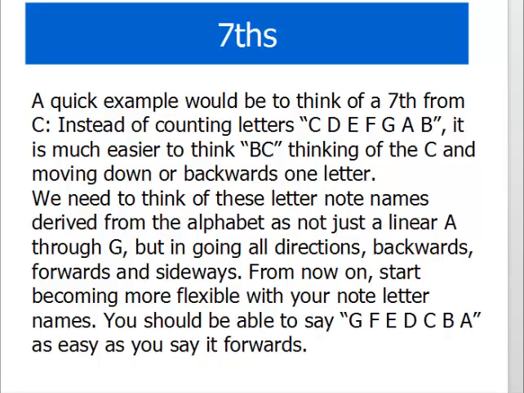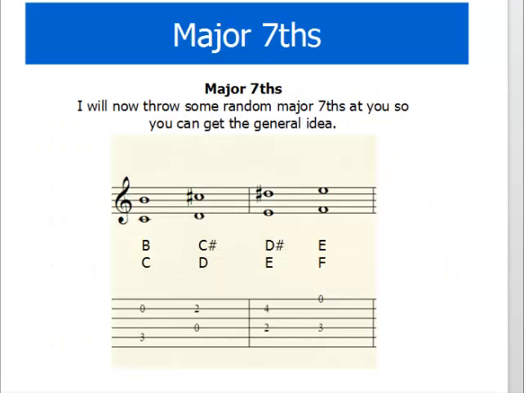We need to think of these letter note names derived from the alphabet as not just a linear A through G, but in going all directions, backwards, forwards, and sideways. From now on, start becoming more flexible with your note letter names. You should be able to say G, F, E, D, C, B, A as easy as you say A, B, C, D, E, F, G. So major 7ths. I'll now throw some random major 7ths at you. And let's see if you can get the general idea.